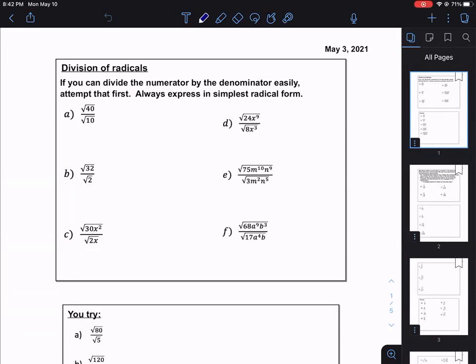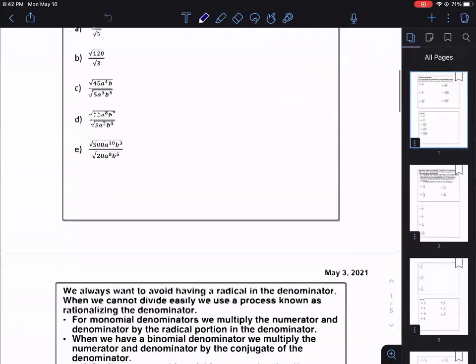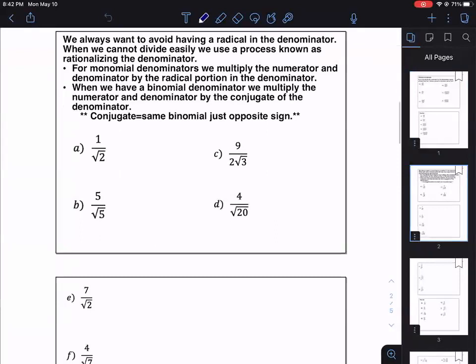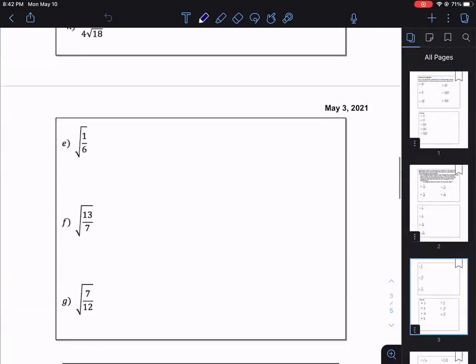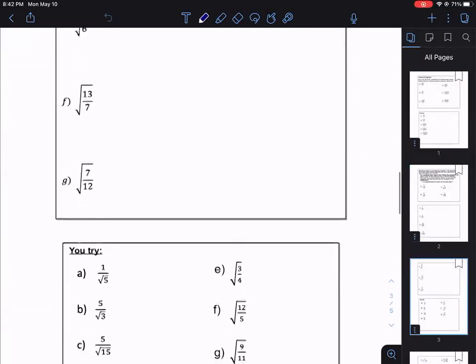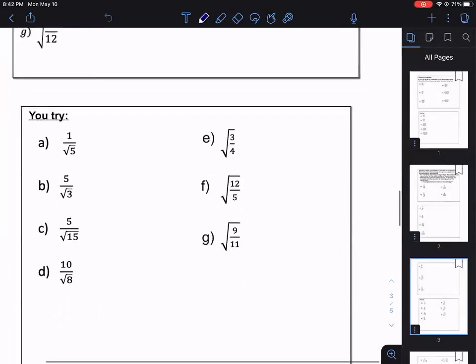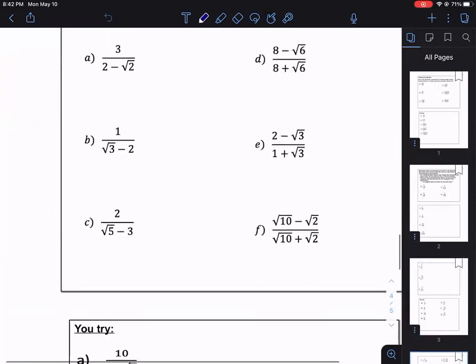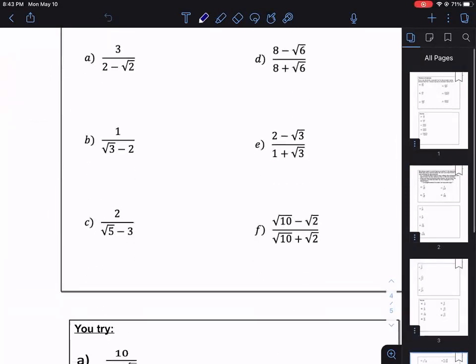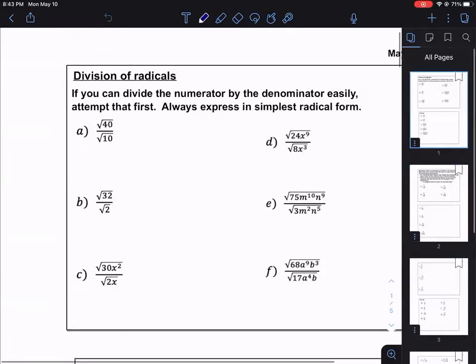So there's going to be 3 scenarios. We're either going to see a radical in the top and a radical in the bottom, which, by the way, is the easiest case. Then we're going to see a radical in the denominator. And then we're going to see some radicals in both. And then we're going to have some nasty binomials, and we'll get to where we are right here. So let's start with the easy part and work our way up.